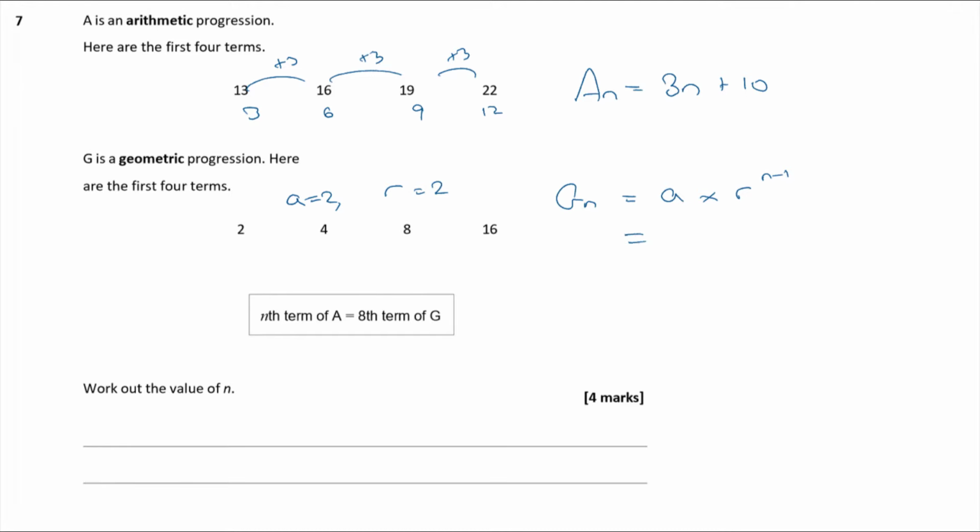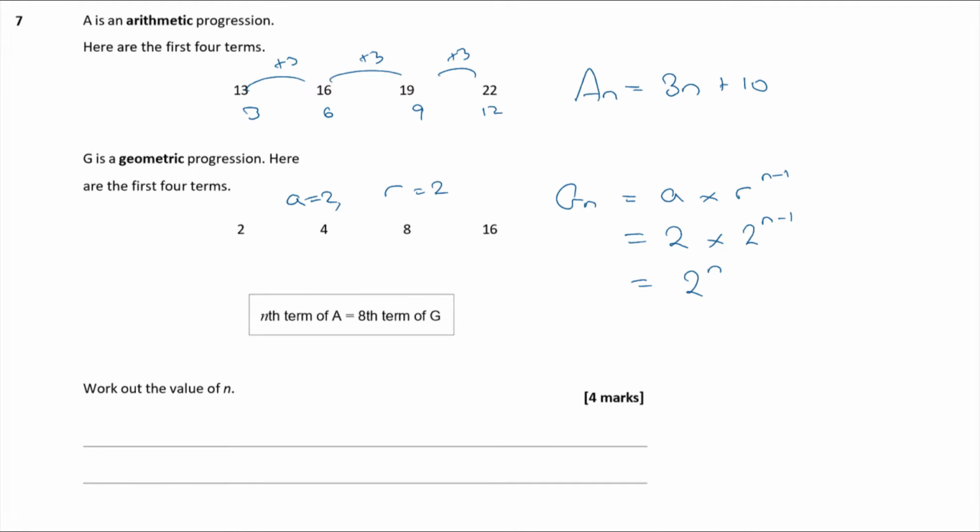Then subbing in our two values for a and r. a is 2, r is 2. So I get 2 times 2 to the n minus 1, which you could simplify because I've got a 2 times 2 to the n minus 1, and that's the same thing as 2 to the power of n. Okay, it doesn't really matter because we're going to sub that out in a minute anyway.